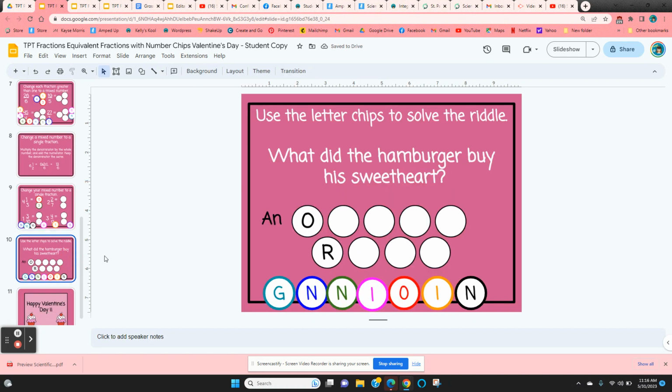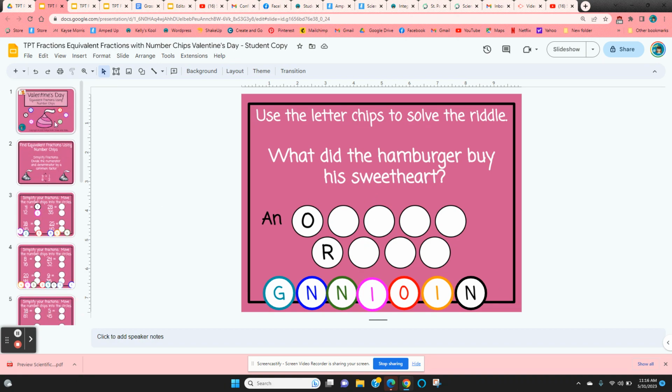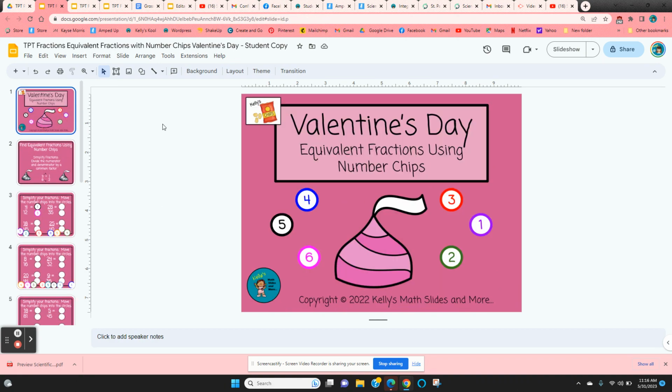When they get to the final slide, since this is the Valentine's Day version, they have a riddle about Valentine's Day, and they have letter chips. So they're going to solve this riddle using these letter chips at the bottom. So this is a digital lesson on equivalent fractions using number chips, the Valentine's Day version.